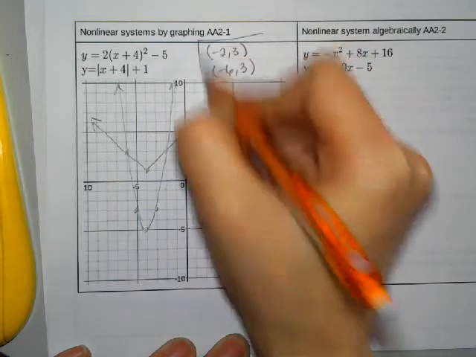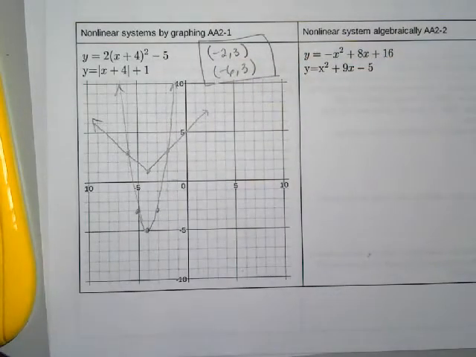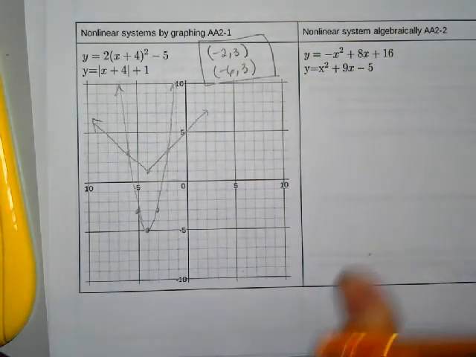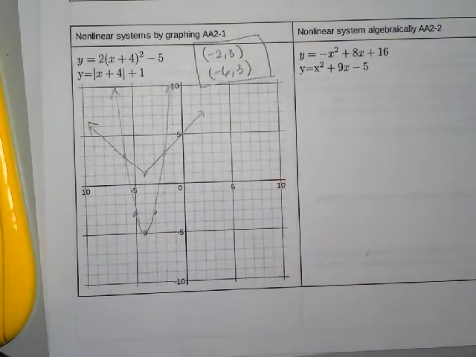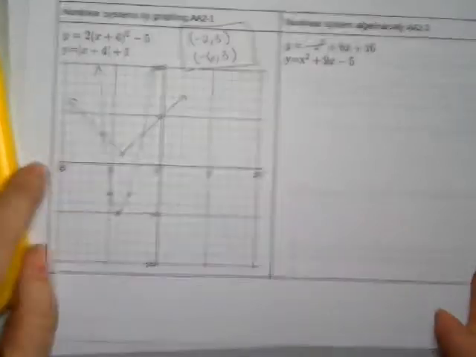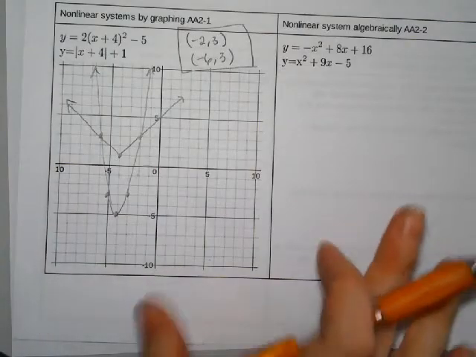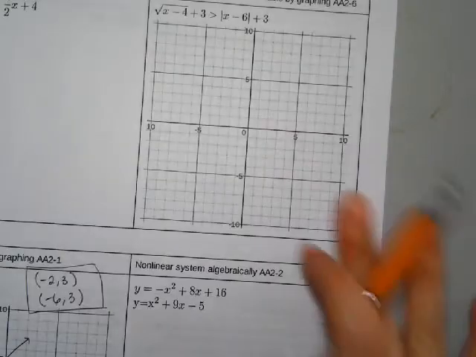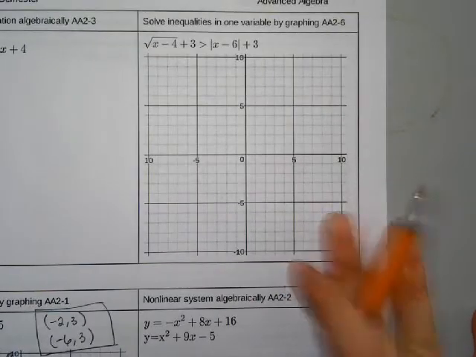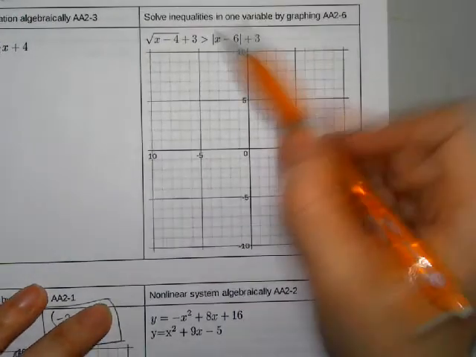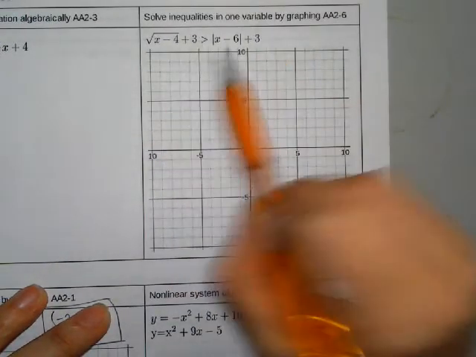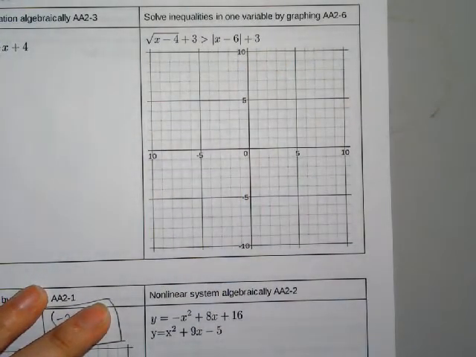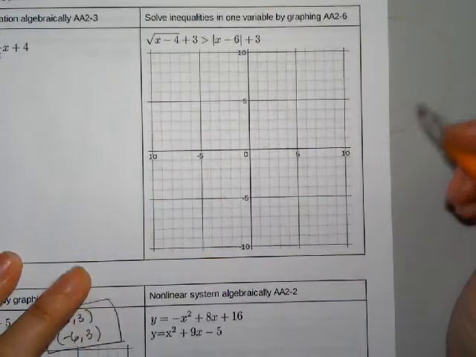So the square root of x minus 4 plus 3, that's going to have an HK of 4, 3. That's a sideways parabola, but only 1/2 of it. So that's up 1 over 1, up 1 over 3, so that's your square root. And then the absolute value is x minus 6 plus 3, so that's going to be at 6, 3. Can somebody grab that for me?